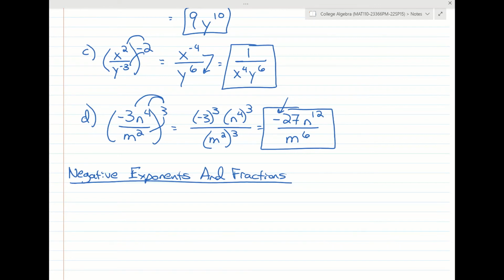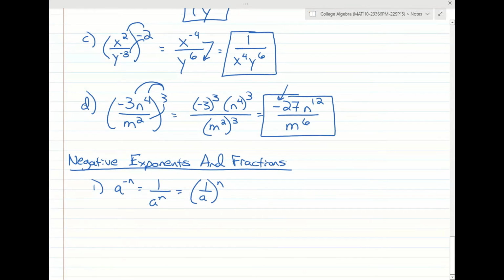So a couple properties look like this. One of them says a to the negative n power, we talked about being 1 over a to the n. It's also the same thing as 1 over a to the n power. So just a couple different ways to look at it.